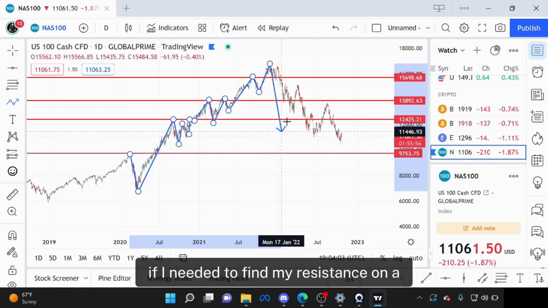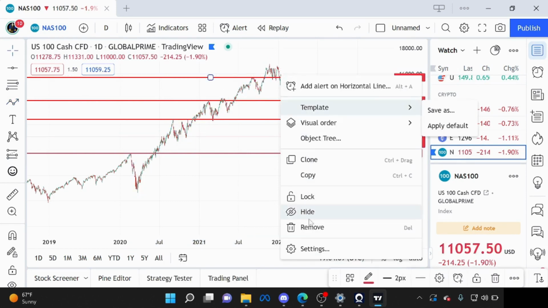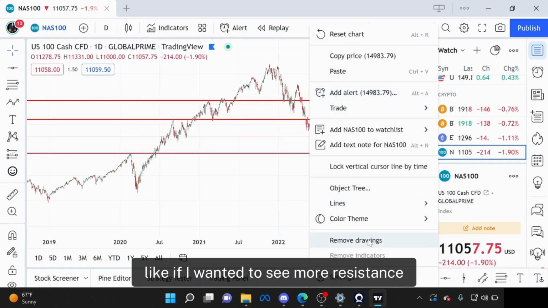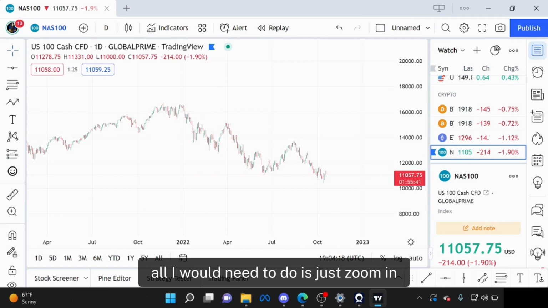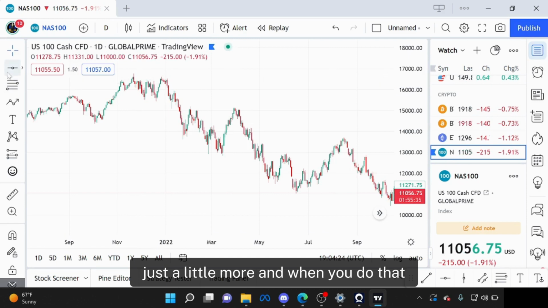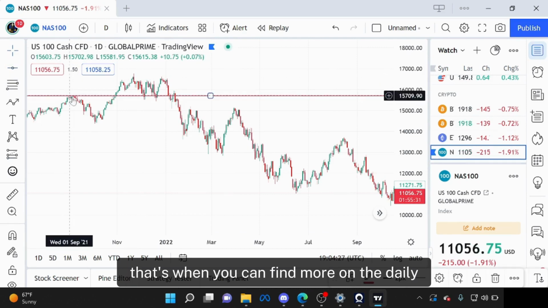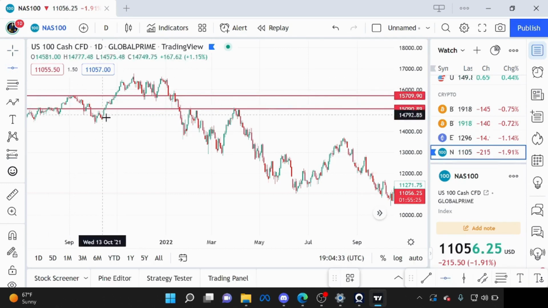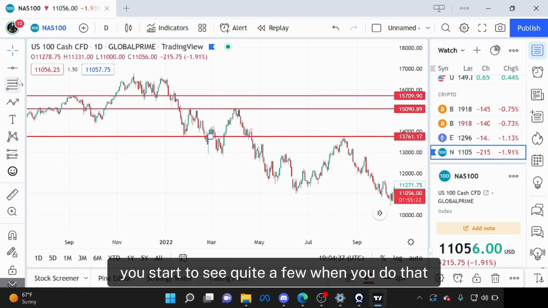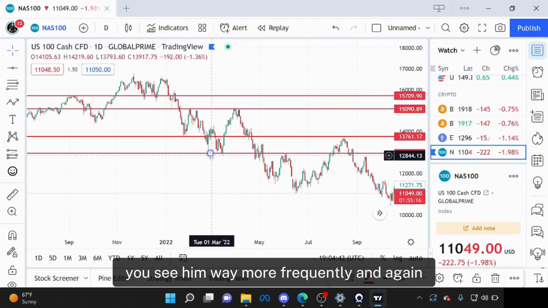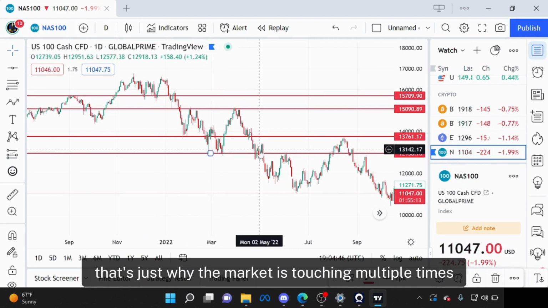Now, if I needed to find my resistance on a more frequent scale, like if I wanted to see more resistance, all I would need to do is just zoom in just a little bit more, okay? Just a little more. And when you do that, that's when you can find more on the daily. Then you start to see quite a few of them. You'll see them way more frequently. And again, that's just where the market is touching multiple times.